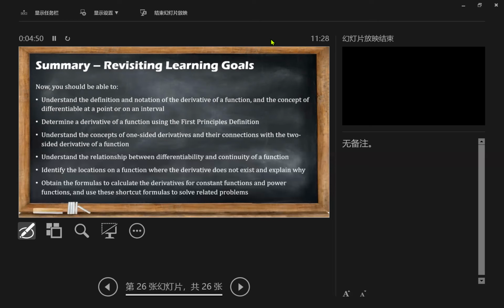Remember, we have learned the two shortcuts for constant functions and power functions today, right? For any other functions you haven't learned, you can refer to the first principles definition to find its derivatives, okay?